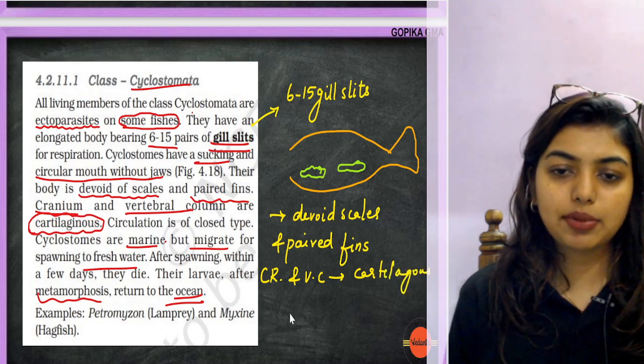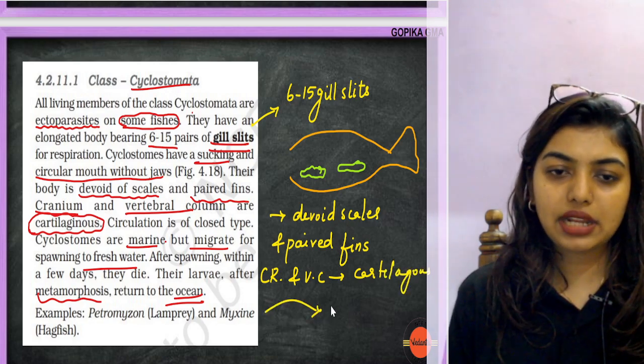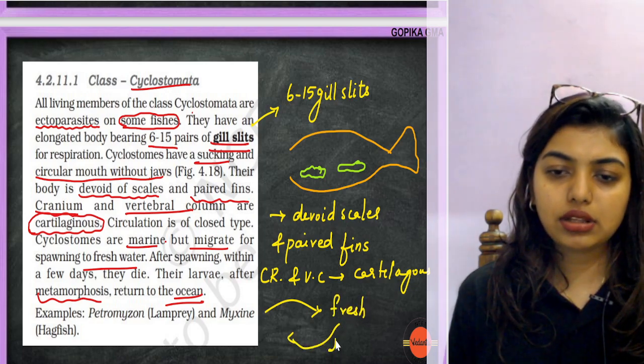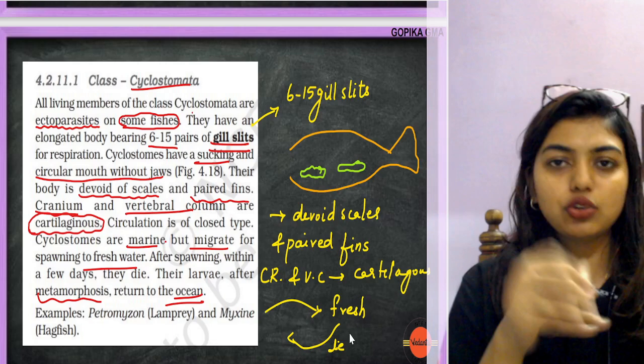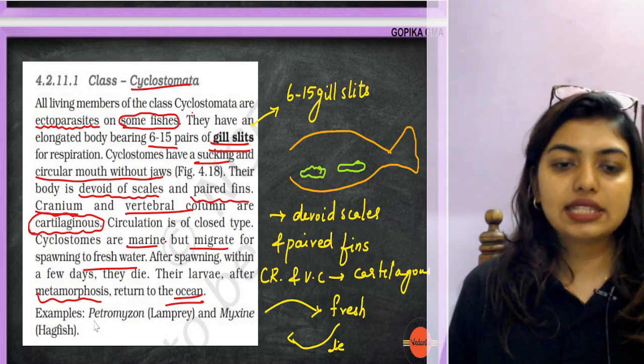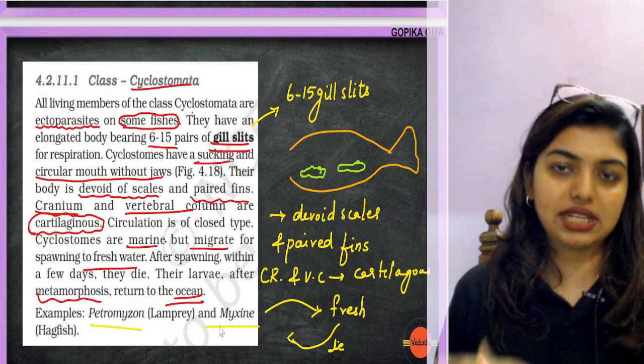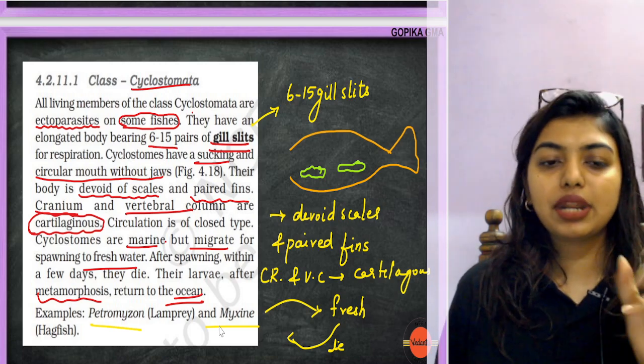Cartilaginous. And these people, what do they do? They migrate from marine to freshwater. They migrate for spawning, and after that they'll die, and the larva will do metamorphosis and come back. Okay. Examples are Petromyzon and Myxine, that is, lamprey and hagfish.